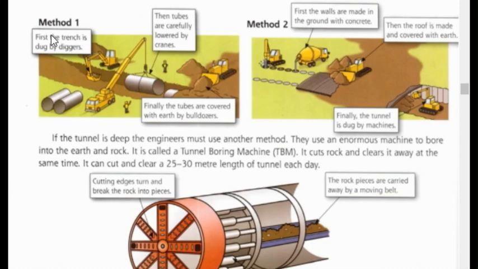Okay, so method 1 first, the trench is dug by diggers. Look at the people here on both sides. They dig this trench or ditch. Then tubes are carefully lowered by cranes in the ditch. Finally, the tubes are covered with earth by bulldozers.